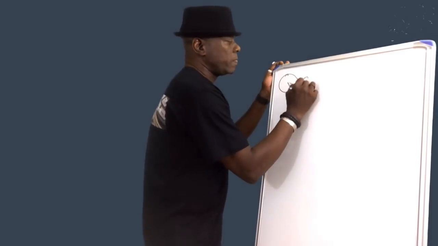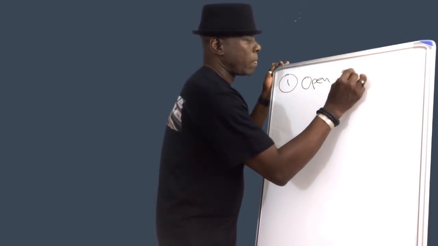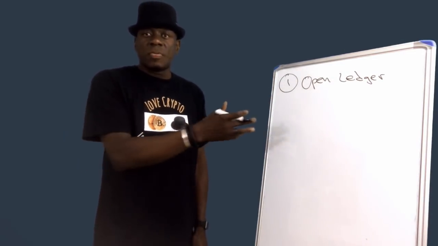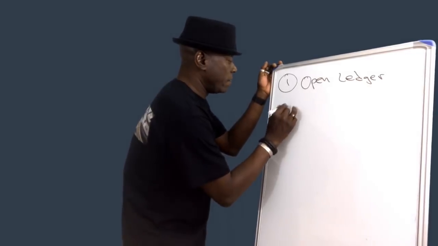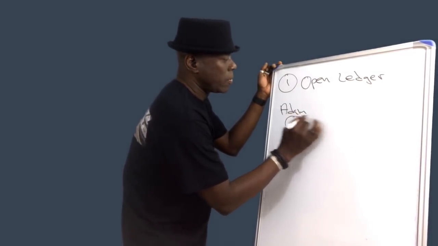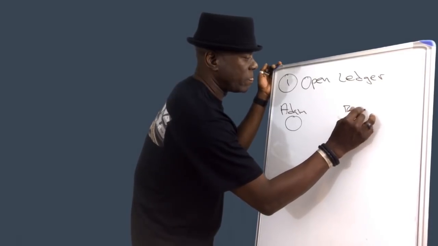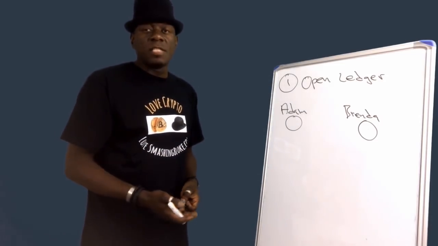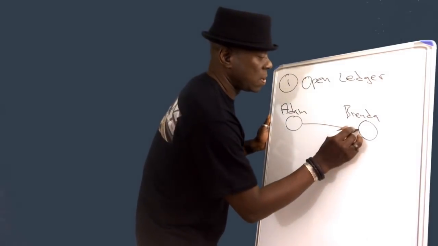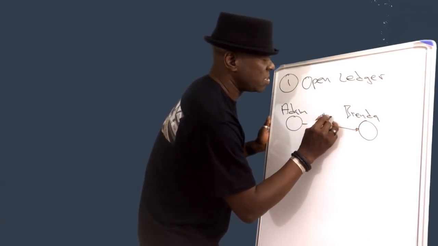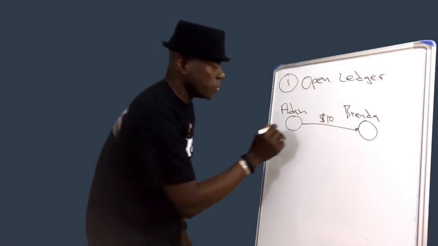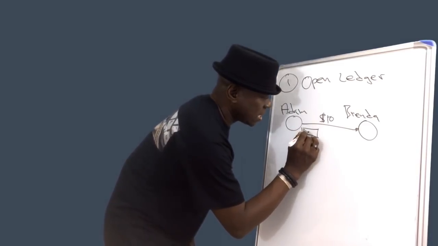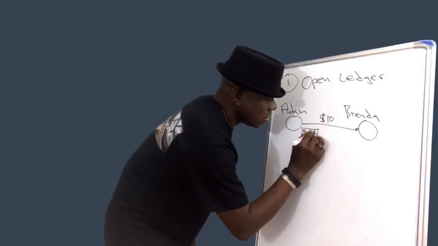So let's go with the first one, open ledger. So let's take a scenario where Adam wants to send some cash to Brenda. So let's have Adam and we'll have Brenda. So Adam wants to send Brenda $10. So he sends $10. So we open the ledger and we say Adam, as an A, sent Brenda, who is B, $10.